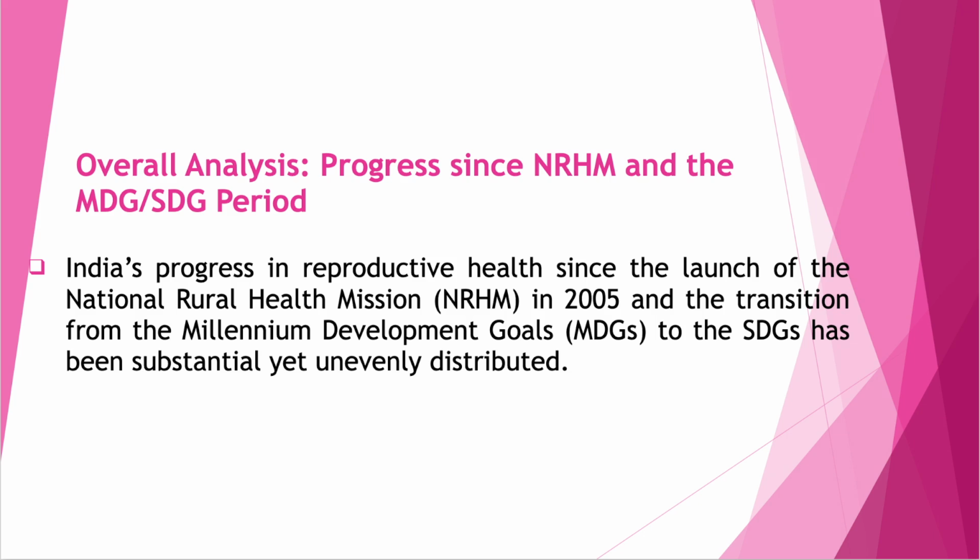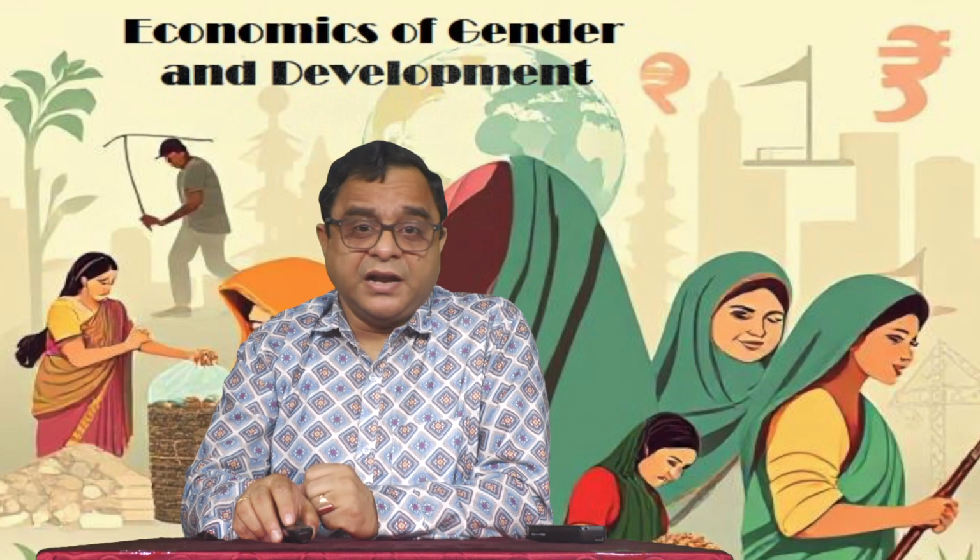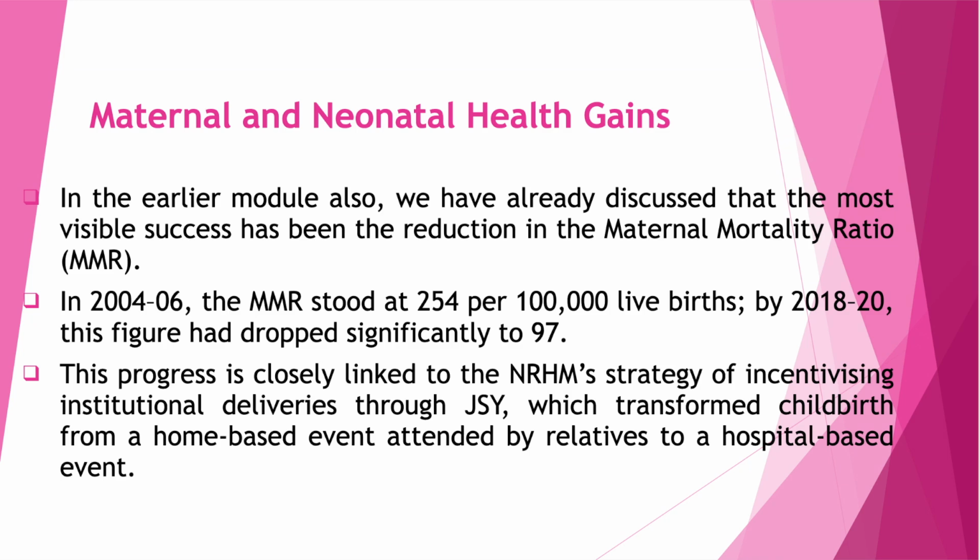India's progress in reproductive health since the launch of the National Rural Health Mission (NRHM) in 2005 and the transition from the Millennium Development Goals to the Sustainable Development Goals has been substantial yet unevenly distributed. In the earlier module also, we discussed that the most visible success has been the reduction in the maternal mortality ratio. For example, in 2004-06, the maternal mortality ratio stood at 254 per 1 lakh live births, and by 2018-20, this figure had dropped significantly to 97.